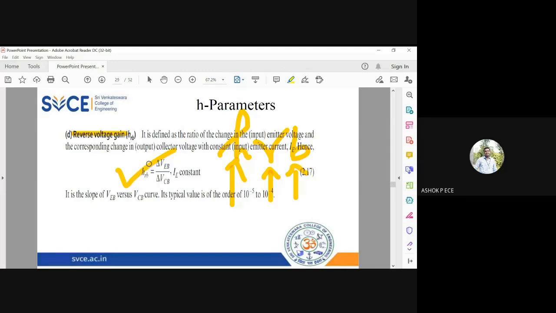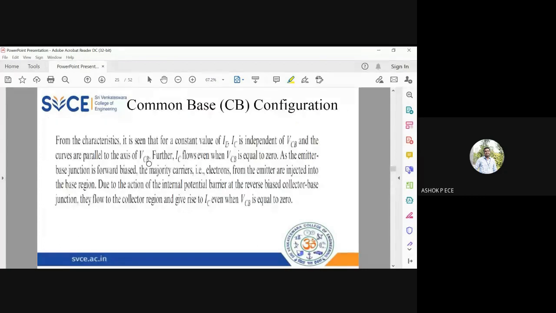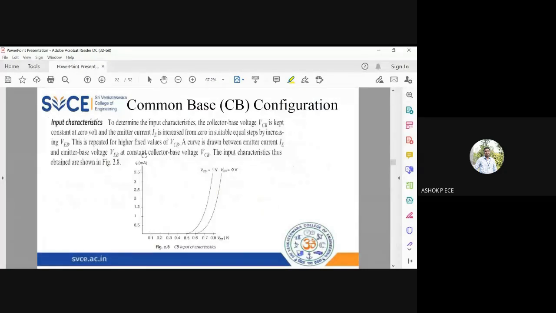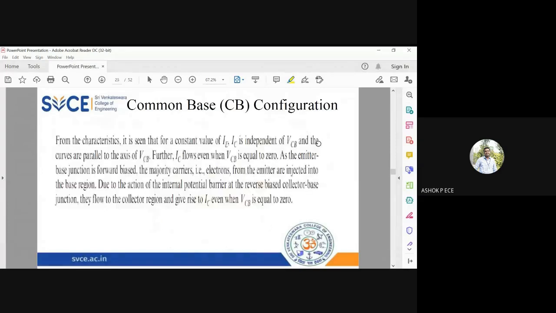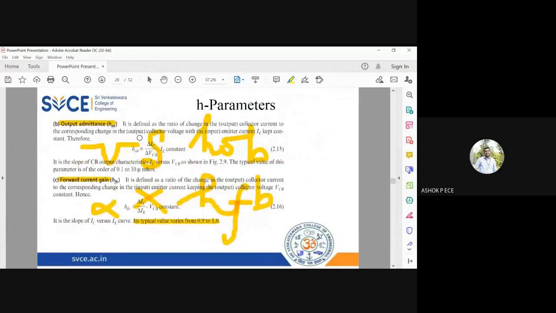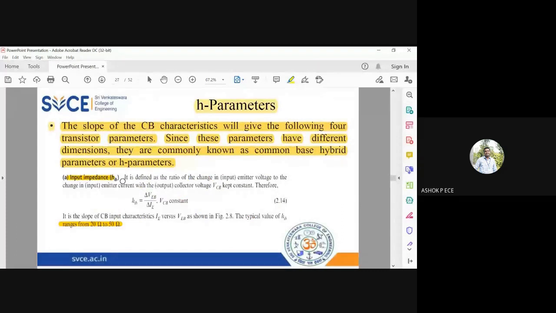Any doubt in common base amplifier? So we have seen the working of common base configuration yesterday. We have seen the input characteristics. We have seen the output characteristics. And now we have seen what the four H parameters are for the common base amplifier.